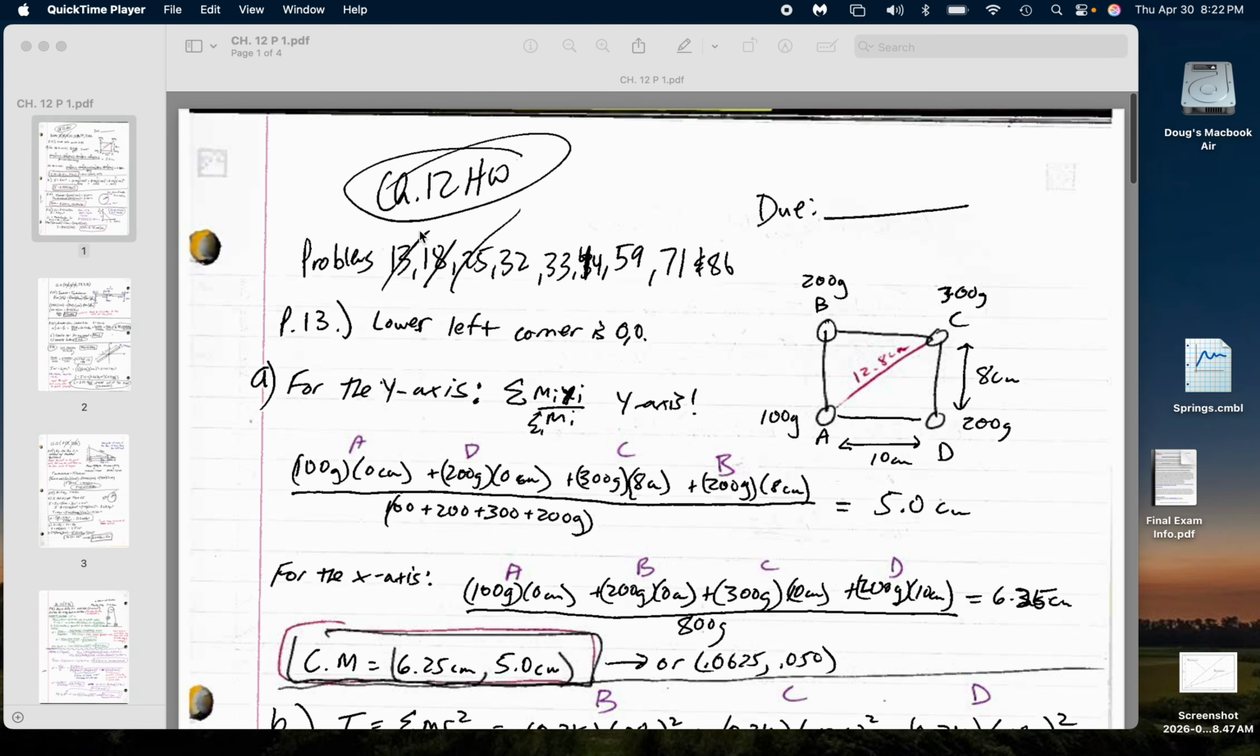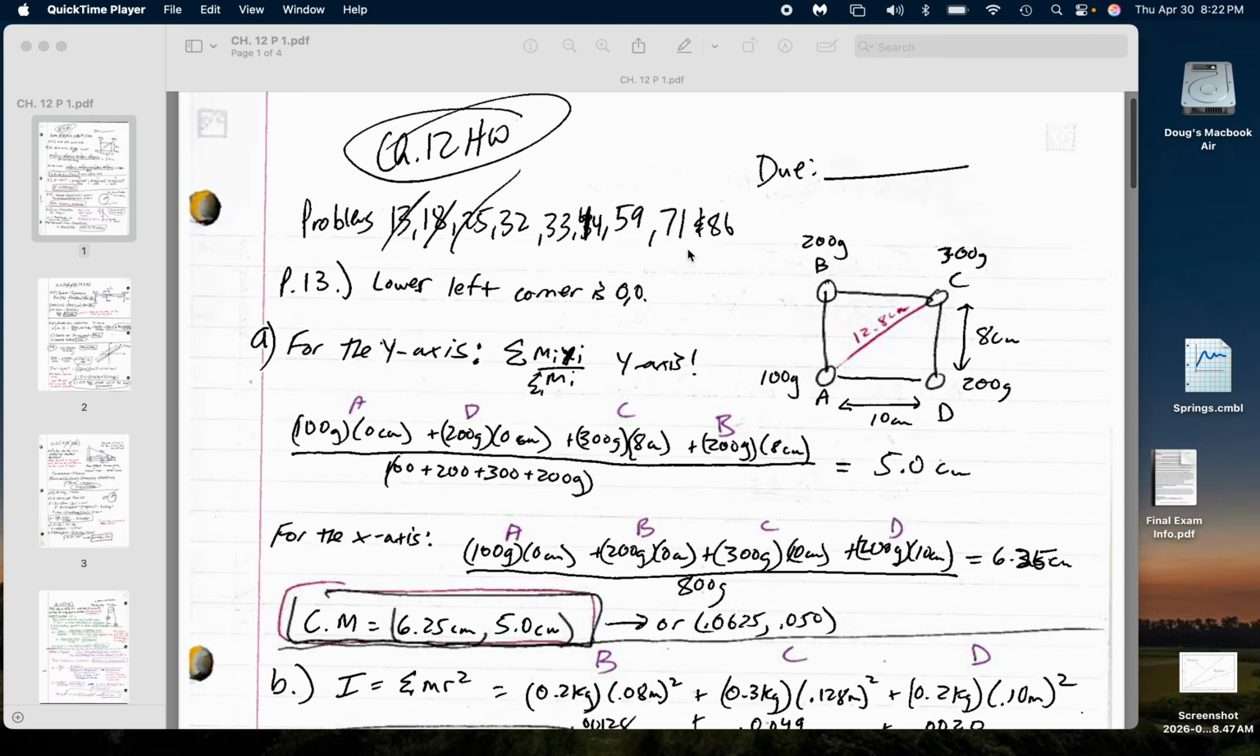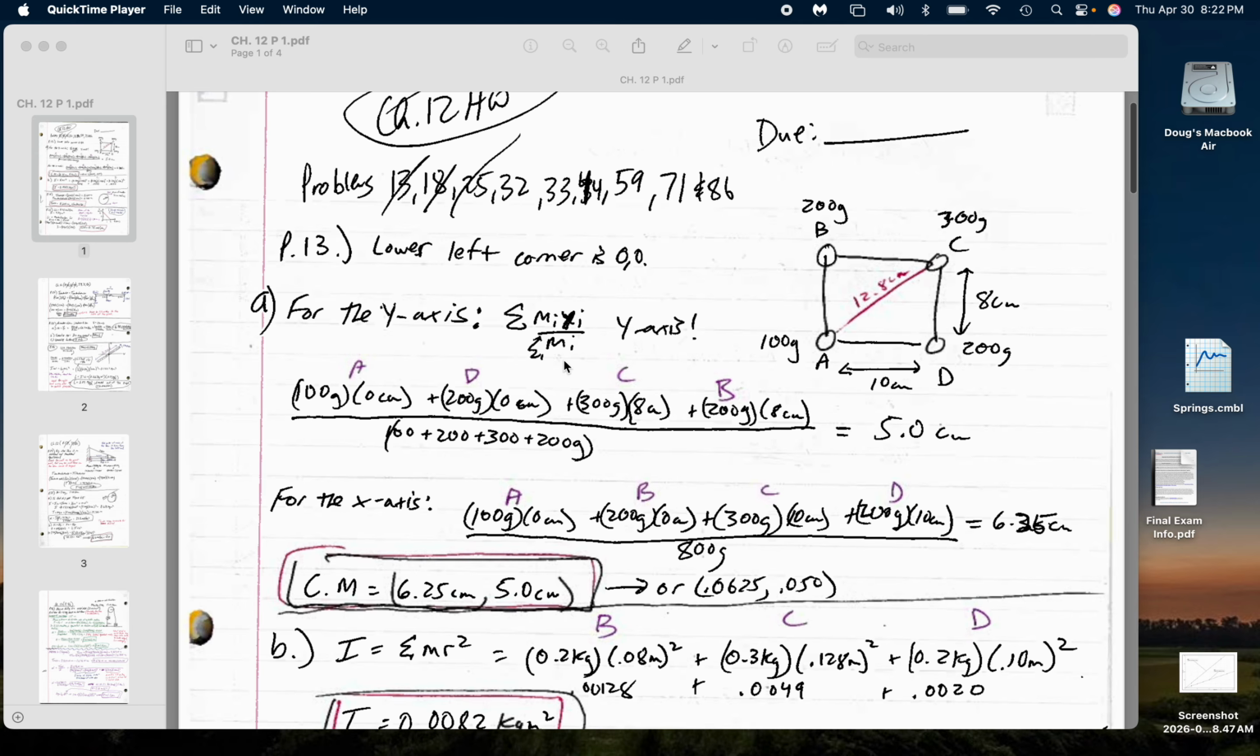Solutions to the Chapter 12 homework, which a lot of people didn't do. So this first one was just a center of mass problem. That's a formula that's on your formula sheet. You simply sum up the mass times the position at all the points, divide by the sum of all the masses. You can get that.